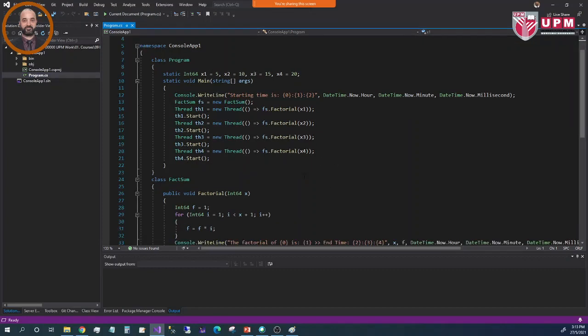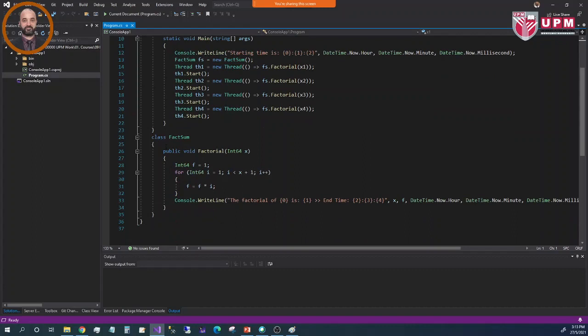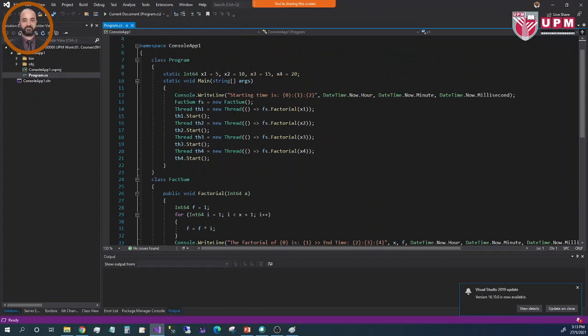Okay, guys. In this program here, we have the factorial function that could work in different threads, right? So we could have multiple copies of that function and run them in different threads, thread 1, thread 2, thread 3, thread 4, and so on. In this case, the initialization of the threads here is sequential. Could we make this parallel? The initialization of the threads, could we make it parallel?